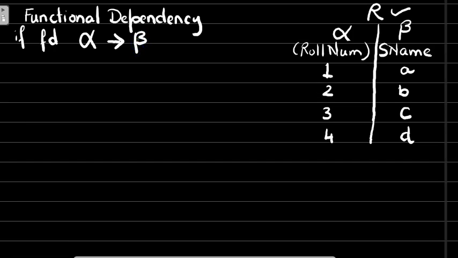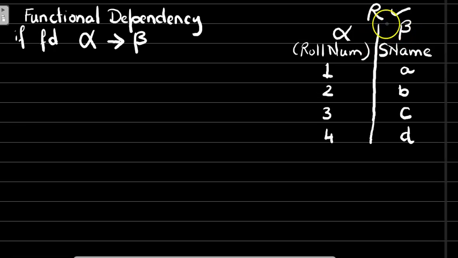Now basically in mathematics we say that if we have the value of alpha, you will be able to compute the value of beta. But in terms of functional dependency, it means that when you have the value of alpha, you will be able to search the value of beta. So given the value of alpha, you will be able to uniquely identify the value of beta.